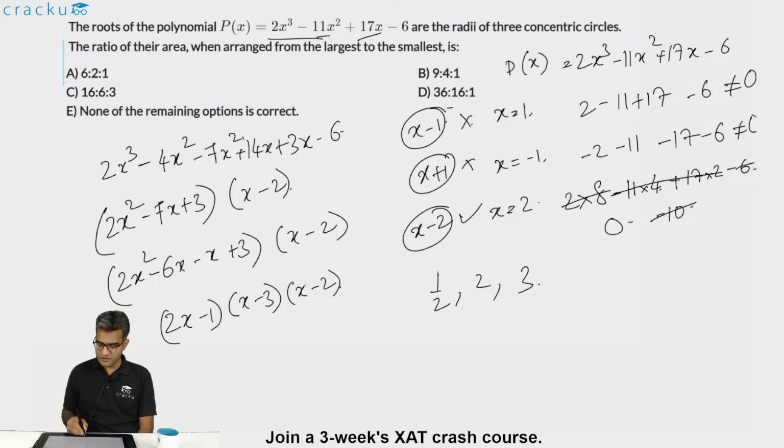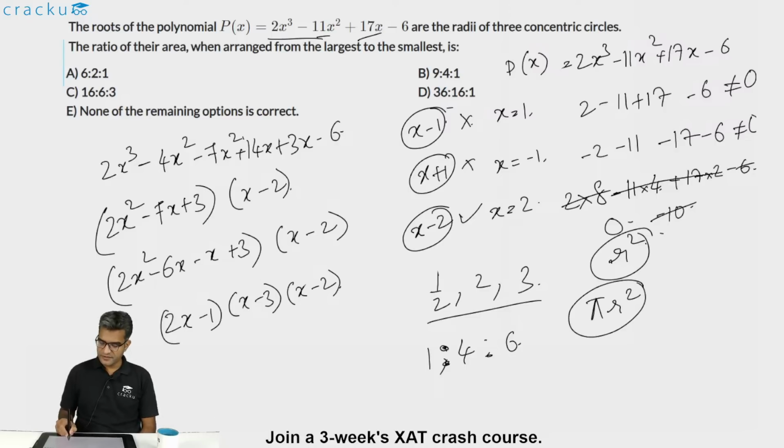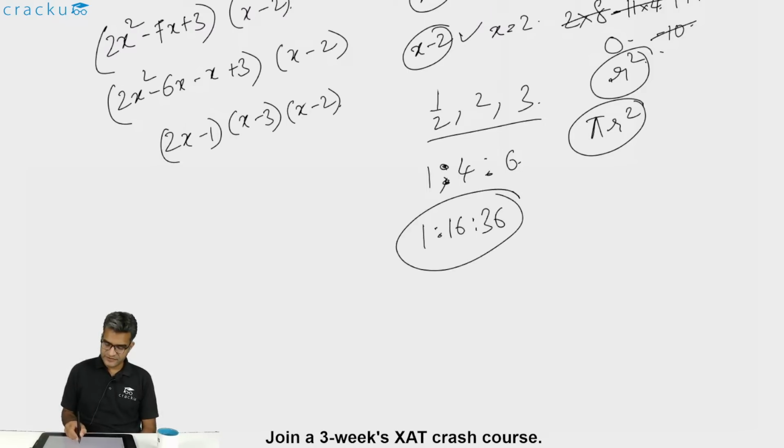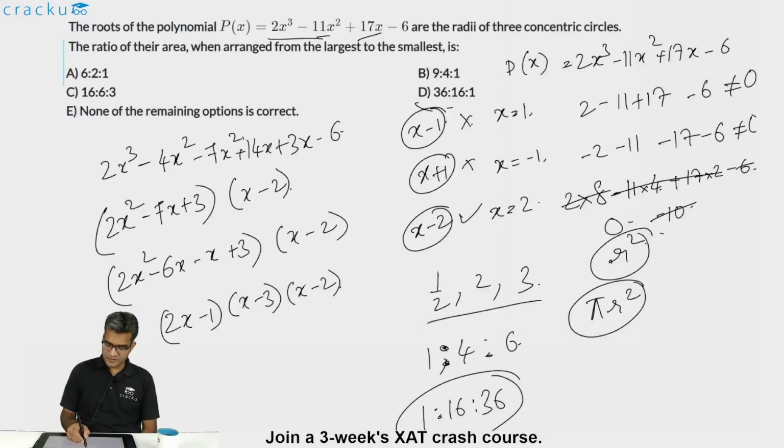Or the ratio of the roots, this is 1 by 2, 2 and 3 is 1 is to 4 is to 6. That is the ratio of the radii. So the ratio of the area, which will be in the square of the radius, because the area of a circle is pi r square. We have the ratio of the radius. So the ratio of the area will be the ratio of the squares, which will be 1 is to 16 is to 36. So the answer for this question is option D.